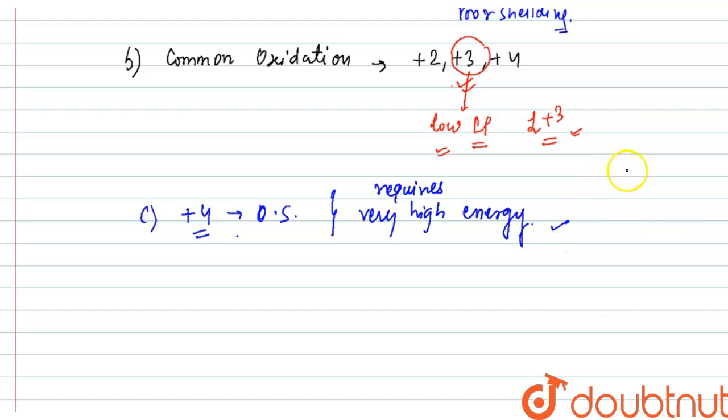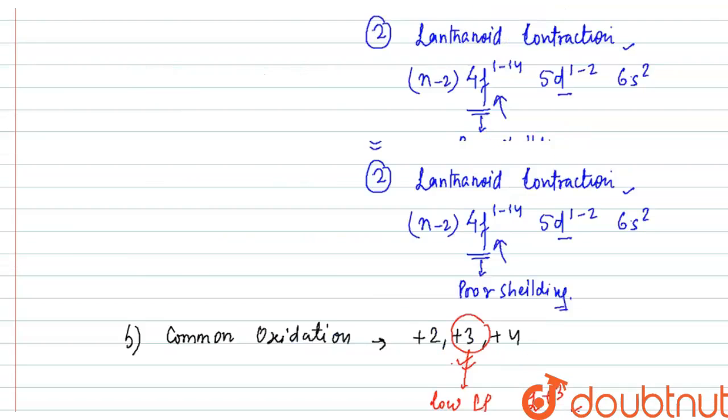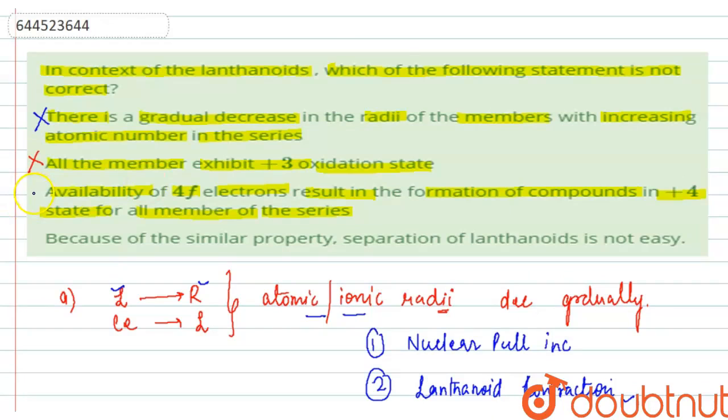We can also explain it like this: because the electrons are pretty near to the nucleus and all the electrons are more bound towards the nucleus, it will require a higher amount of energy to eject those electrons, and this is the reason why it will not show +4 oxidation state. Having said that, I can now say that this is the correct option because this is the incorrect statement that we have here.